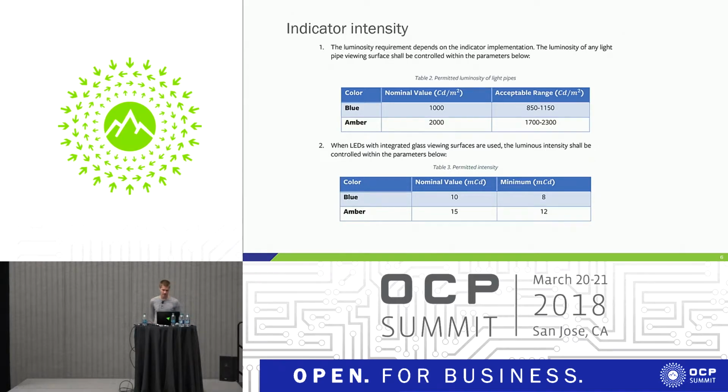The second section applies any time you use an integrated glass globe for your light. And the reason that we don't use the same luminosity for these glass globes is that the brightness variation across the surface of the indicator varies significantly. So for these, instead, we use mcd. And you notice, again, we'll see amber is much brighter than blue. And in this case, we specify a minimum and a nominal value.